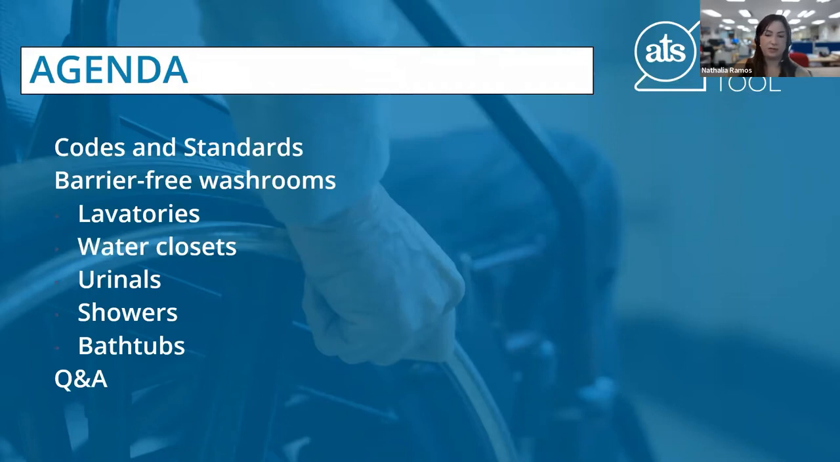So the agenda for today, we're going to talk about codes and standards. Then we're going to jump right into the barrier-free washroom requirements on lavatories, water closets, urinals, showers, and bathtubs. And at the end, we'll have some time for a Q&A, but as Zach mentioned, he will be monitoring the chat. So please feel free to ask anytime during the presentation, okay?